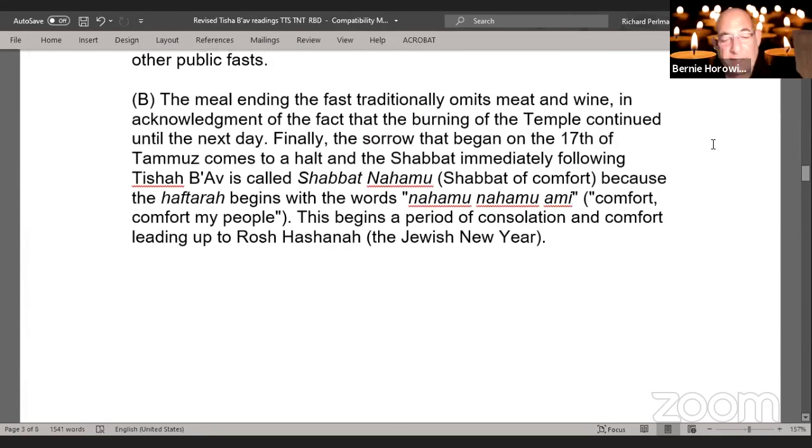The meal ending the fast traditionally omits meat and wine, an acknowledgement of the fact that the burning of the temple continued until the next day. Finally, the sorrow that began on the 17th of Tammuz comes to a halt, and the Shabbat immediately following Tisha B'Av is called Shabbat Nachamu, Shabbat of comfort, because the Haftarah begins with the words Nachamu, Nachamu Ami, comfort, comfort my people. And this begins a period of consolation and comfort leading up to Rosh Hashanah, the Jewish New Year.